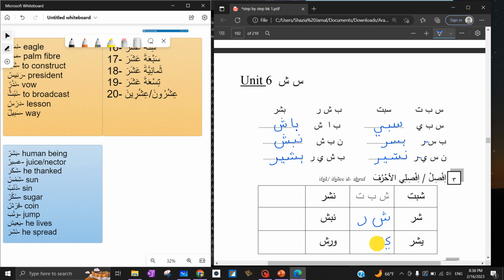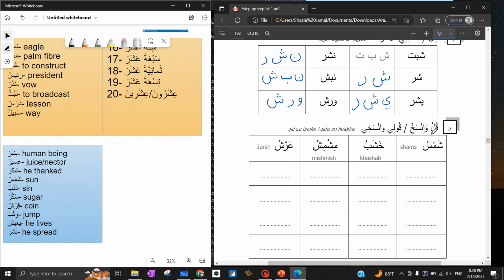Now there is sheen and ra. Ya, sheen and ra. Noon, sheen and ra. Noon, ba and sheen. Don't forget to put the dots. Ra. In this case, they both are non-connectors and sheen will be written separately.